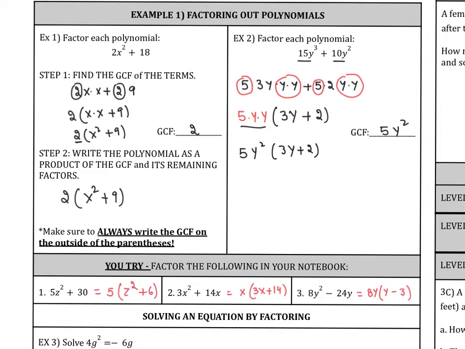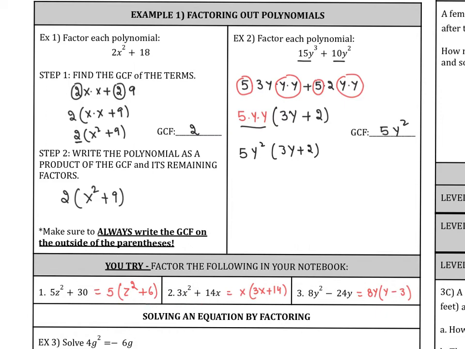For number 1, the GCF for 5z squared plus 30 is 5. So you factor the 5 out. Inside you are left with 5z squared divided by 5, which is z squared, and 30 divided by 5 is 6. So the GCF is 5, and inside you have z squared plus 6.